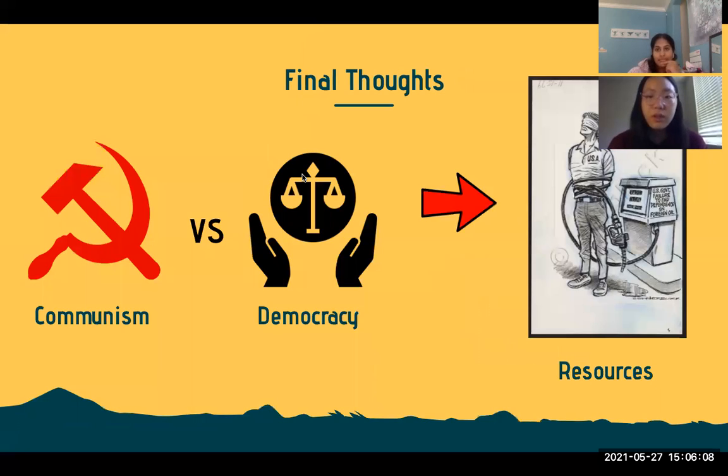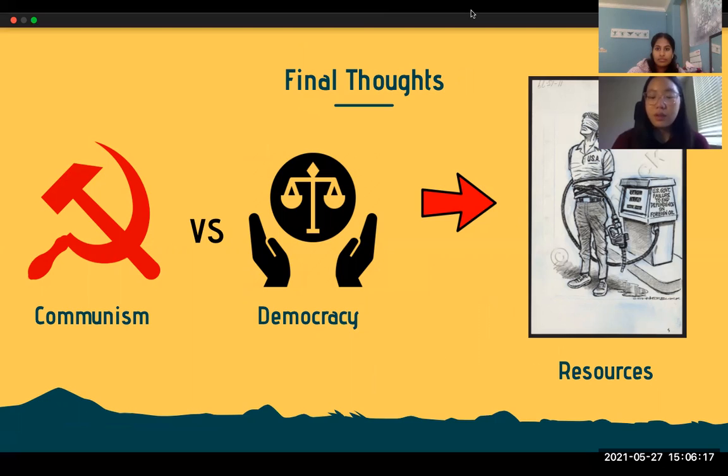Overall, the early to mid 20th century was centered around world wars and conflicts between different ideologies, which were communism, led by the Soviets, versus democracy that was backed by the United States. After this, in the late 20th century, this would lead to conflict over resources, specifically oil, resulting in actions enacted by the government, such as the OPEC oil embargo.